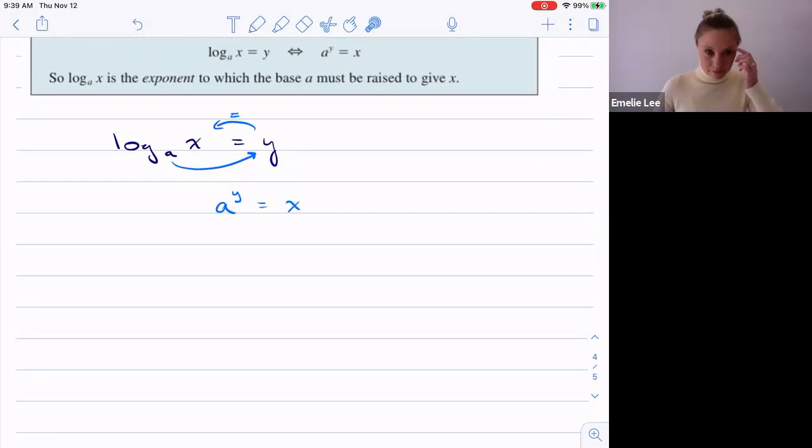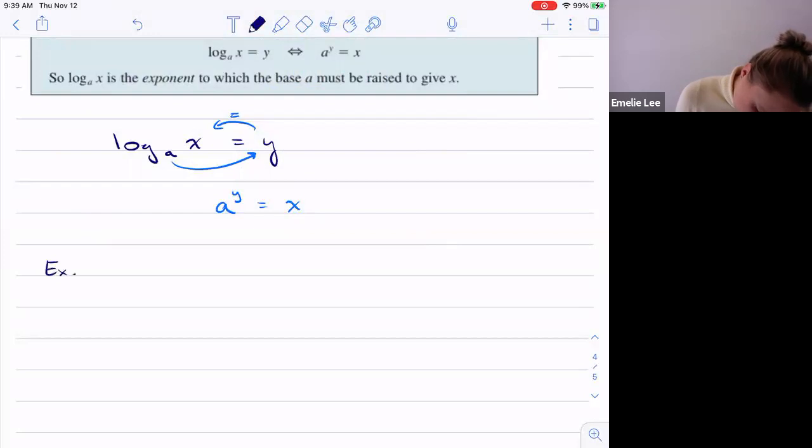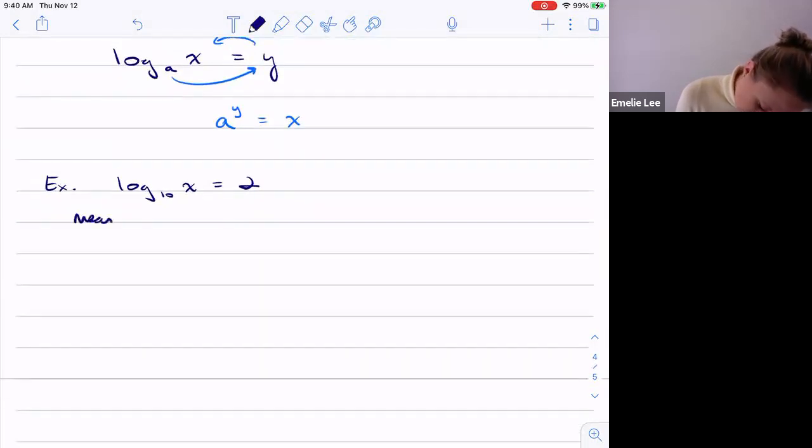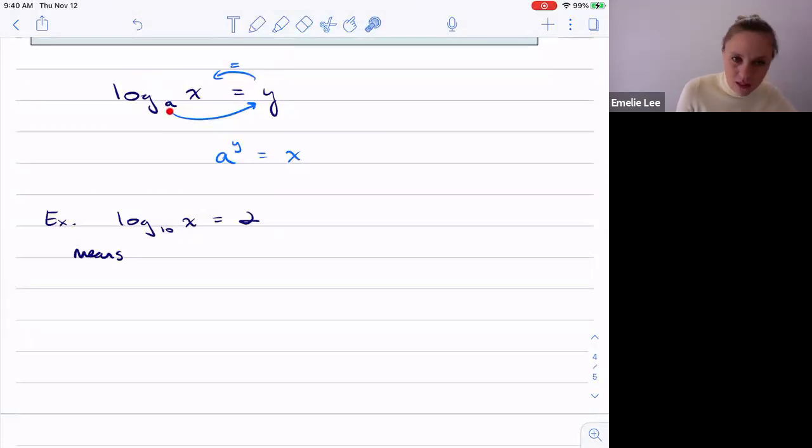So sometimes we'll have things like log base 10 of x equals 2. If you're solving for x, then you have log base 10 of x equals 2. Well, 10 to the power of 2 equals x, so x must be 100, right? So for example, log base 10 of x equals 2 means that you take your base and make it the base of your exponent and then raise it to the y is equal to x. It means 10 to the power of 2 equals x, so x is 100.